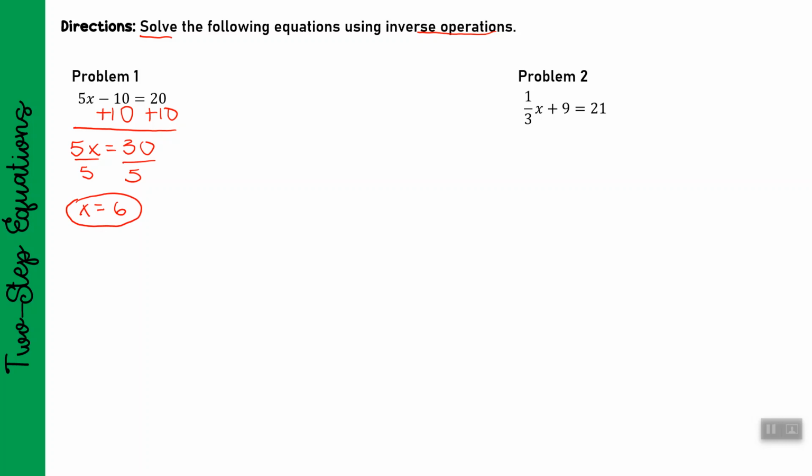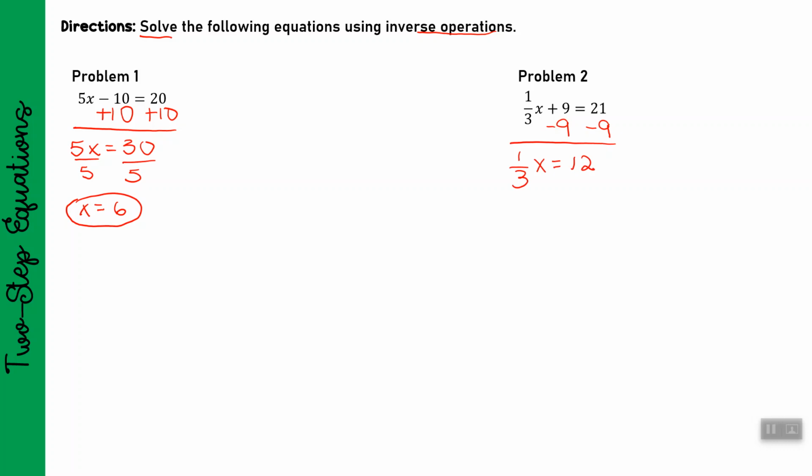Okay, let's try another one. Again, we're starting at the bottom of order of operations. So lowest on order of operations is adding and subtracting. That's what we're going to eliminate first. The opposite of adding 9 is going to be subtracting 9 from both sides. So then I'm left with 1/3 x. 21 minus 9 gets me 12.